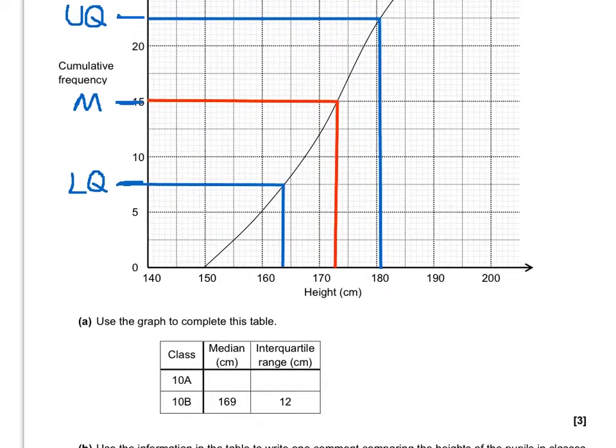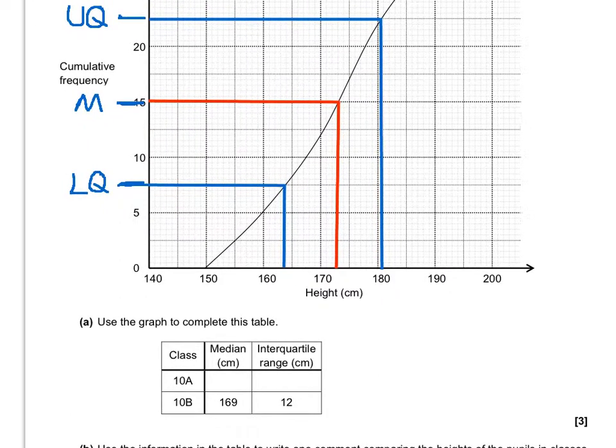Let's try and squeeze it all on one page. Okay, so the median we've drawn on this line here. So we've drawn a line that goes all the way to our cumulative frequency graph so that we can read off the values as we go down. So the median height, reading it off the graph, is 173.